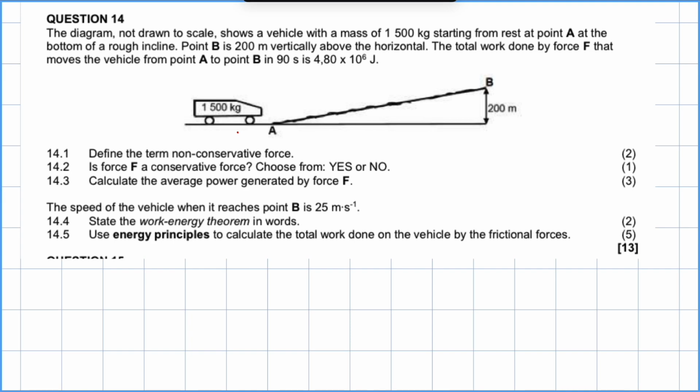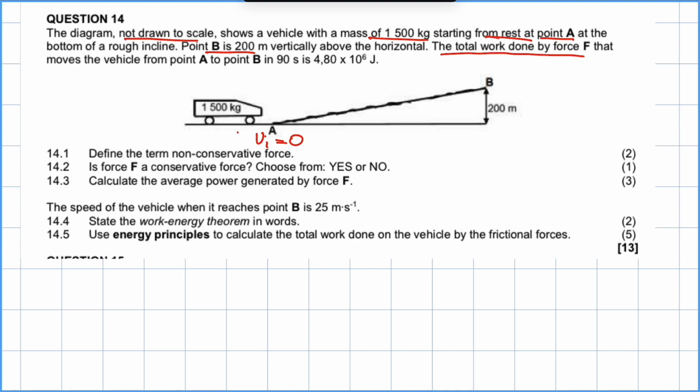Okay, we are looking at a question on work, energy, and power. Question 14. The diagram, which is not drawn to scale, shows a vehicle with a mass of 1,500 kilograms, starting from rest at point A. So at point A, we know that Vi is 0. That is at the bottom of the rough inclined plane. Point B is 200 meters vertically above the horizontal.